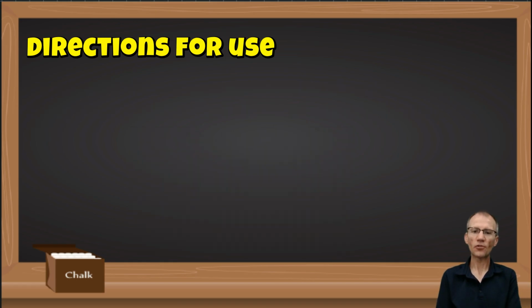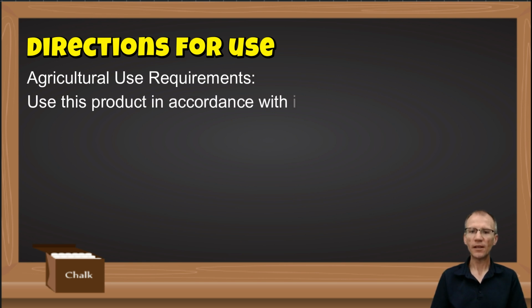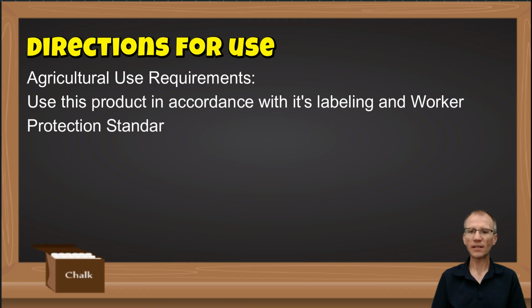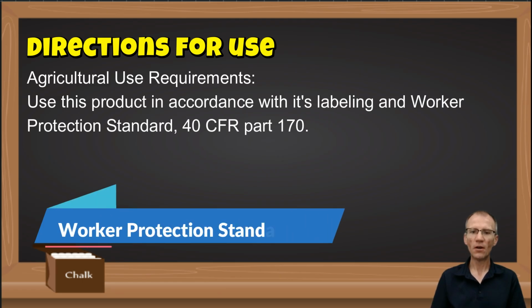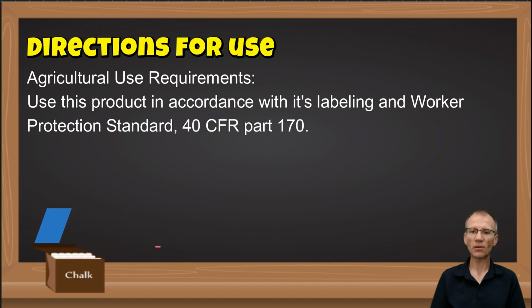In our next line under directions for use, you see agricultural use requirements. It says, use this product in accordance with its labeling and Worker Protection Standard 40 CFR Part 170. Once again, now it's telling us in the directions for use, especially when it comes to agricultural use, we have to use this product in accordance with that Worker Protection Standard 40 CFR Part 170. I'm not going to go over that in this course. You can look that up later. I just want you to understand what you're going to see in these directions for use areas and what you're going to need to read further in the future.